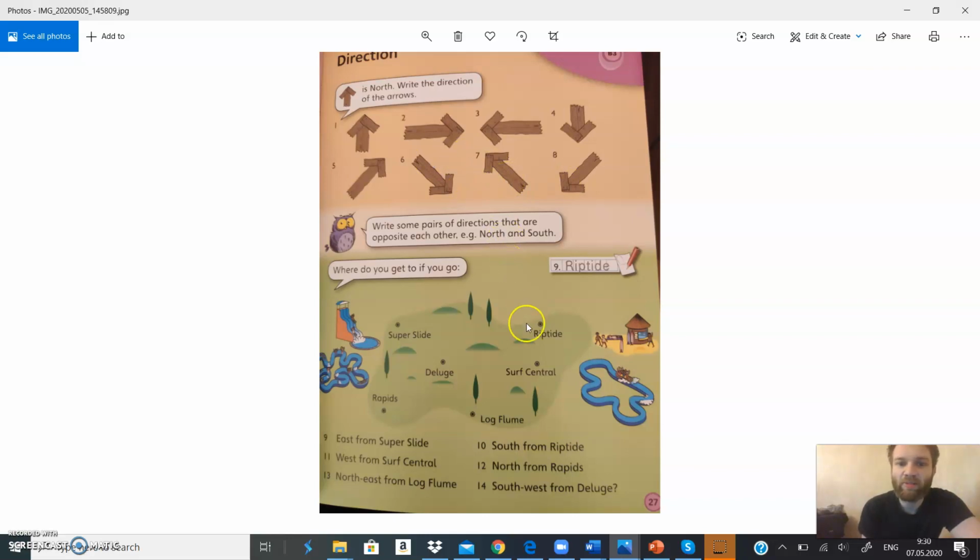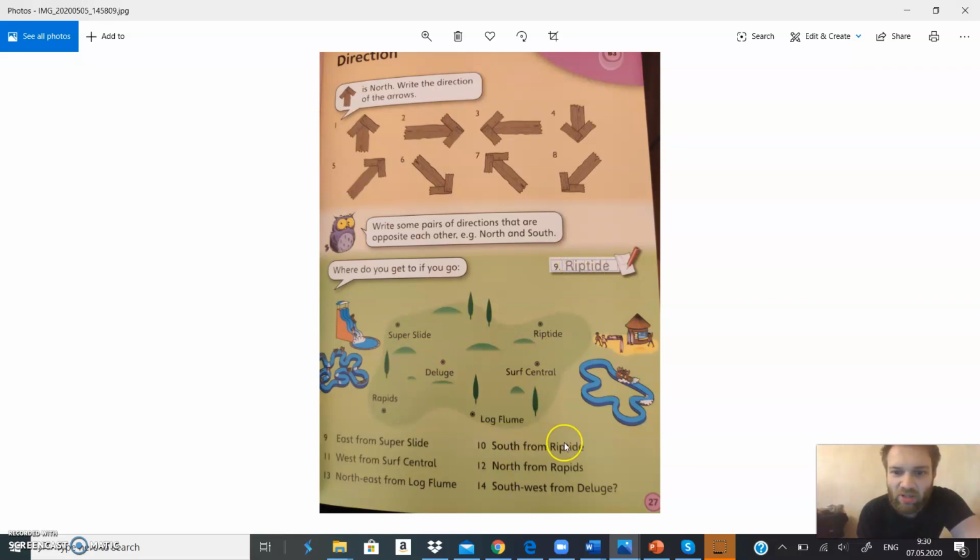Okay, and then the last part is slightly harder. You've got to use this map information here to answer some questions. So where do you get to if you go east from Superslide? First you've got to find Superslide and then think, okay, I've got to go east, so I'm not going that way, not going that way, not going that way. Again, you can use the compass to double check which way east or southeast or southwest is. But I know that east is this way, so east from Superslide is Riptide. So the answer for number 9 is Riptide.